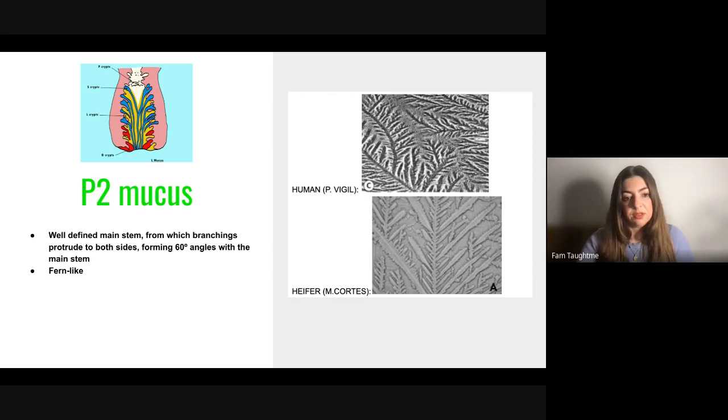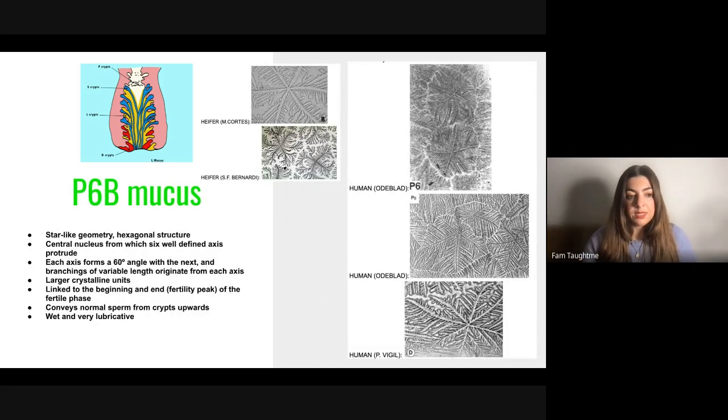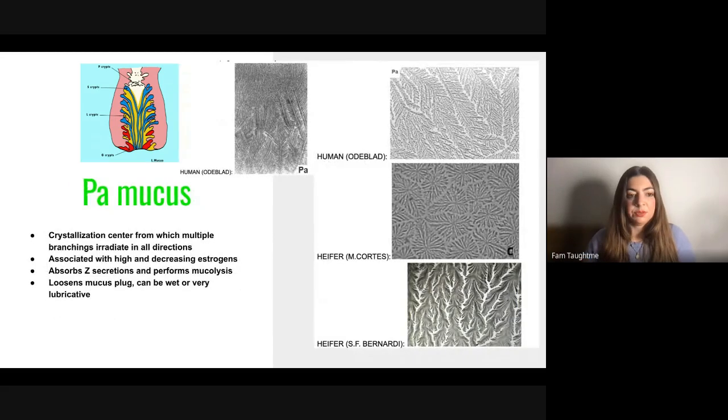So if you look on the right, you can see that in both the human and heifer. The P6B mucus is more like a star-like geometry or a hexagon structure. These, I think, are so cool to look at. They look like snowflakes or something. And again, very wet and lubricative fluid.